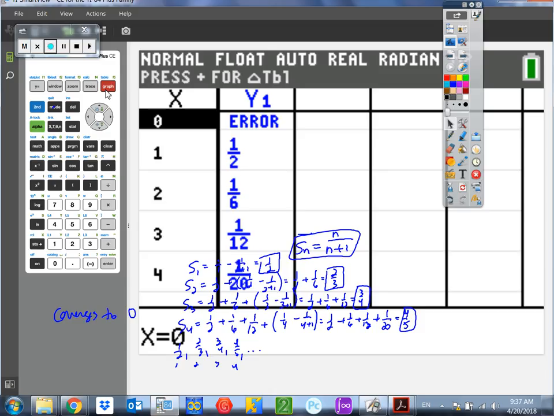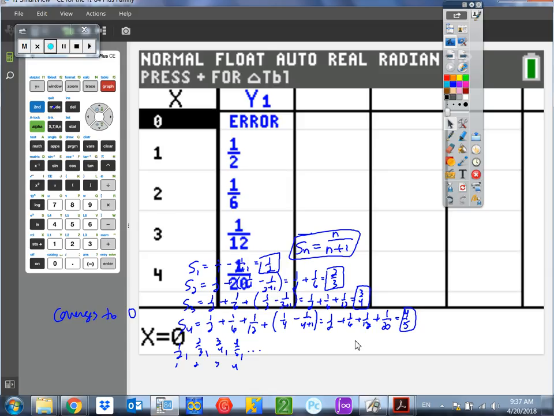So let's look. See, I have a half here. That was my first term, was a half, right? I have a sixth. That was my second term, was a sixth. I have 1/12. That was my third term, right? And I have 1/20. That was my fourth term. So here, see my terms? Now it's not adding them up for me, but it's telling me what they are.